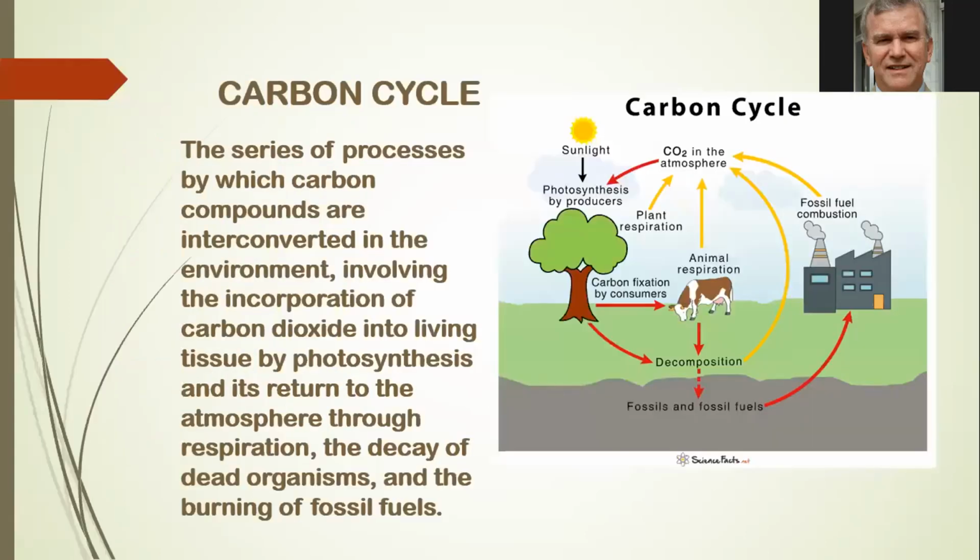The carbon cycle, this is a series of processes or reactions or chemical events by which carbon compounds, so this is carbon mixed with other elements, carbon compounds are interconverted in the environment. So they're converted from one form to another. The carbon is always moving between these molecules, involving the incorporation of carbon dioxide into living tissue by photosynthesis.